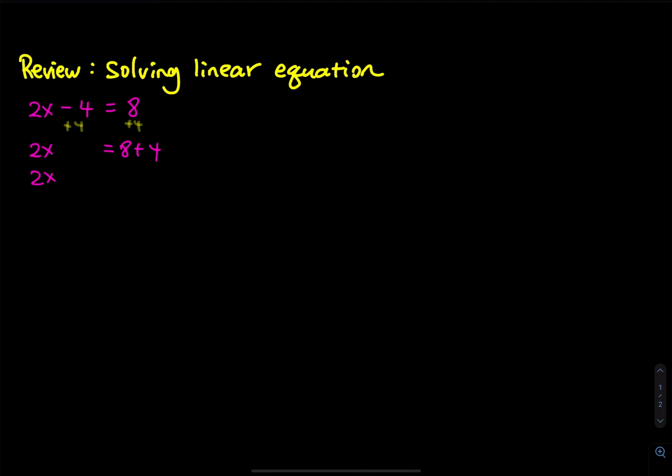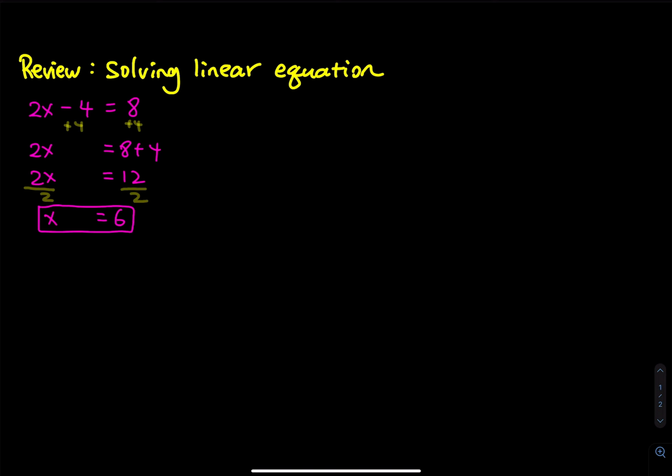So you have 2x equals 12, and then the next step that you can do is you divide both sides by 2. 2 times a number equals 12, so that number is equal to 12 divided by 2. So you divide both sides by 2, and then you get x equals 12 divided by 2, which equals 6, and then you box your final answer.